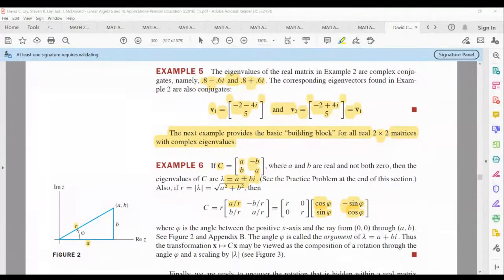counterclockwise, between the positive x-axis and the ray from 0, 0 through (a, b). So the angle varphi is the angle between the positive x-axis and the ray that connects 0, 0 to (a, b). And then, of course, you're going to have a scalar multiplication of R by all the components.